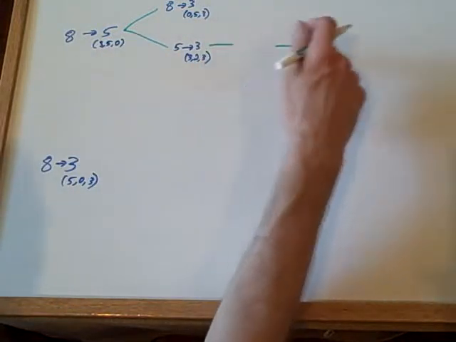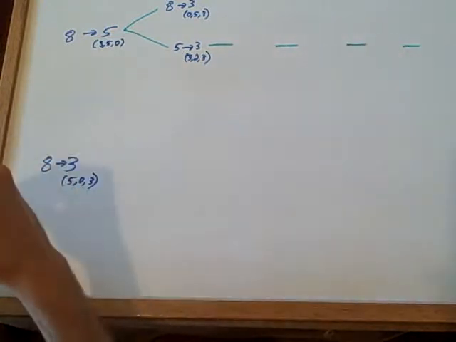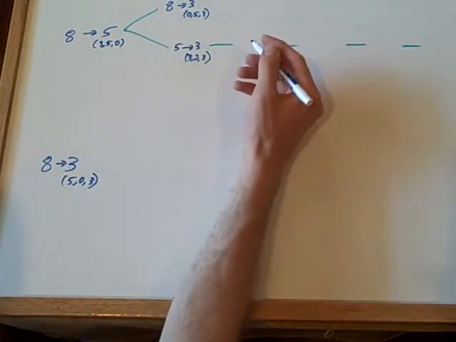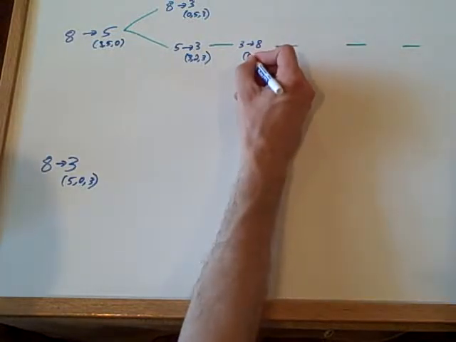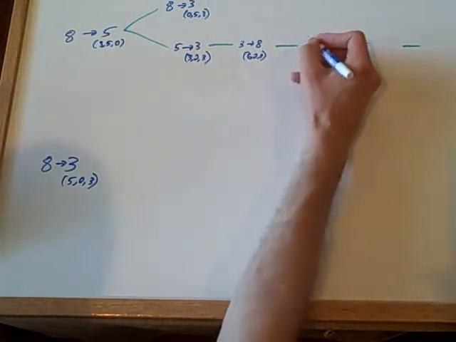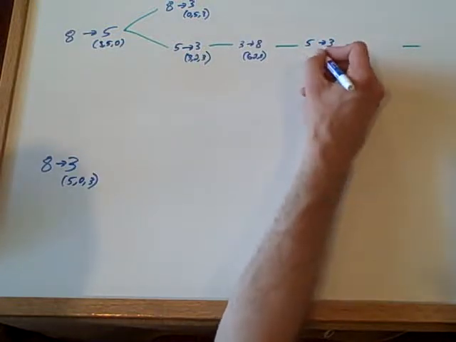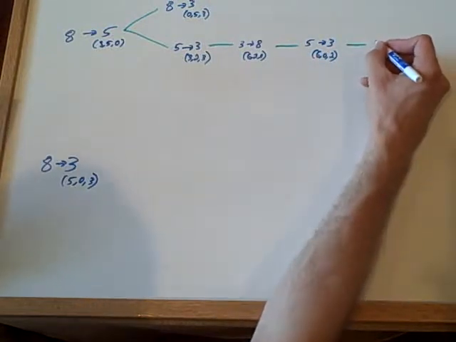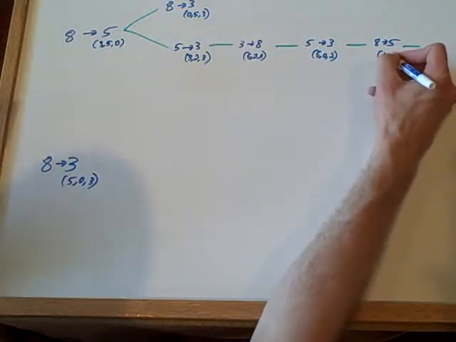1 pour, 2 pour, 3, 4, 5, 6. We're going to run out of room, but we'll deal with it. All right. So we pour from the 5 to the 3, then we pour from the 3 to the 8, giving us 6, 2, 0. And then we pour from the 5 to the 3, giving us 6, 0, 2. Then we pour from the 8 to the 5, giving us 1, 5, 2.